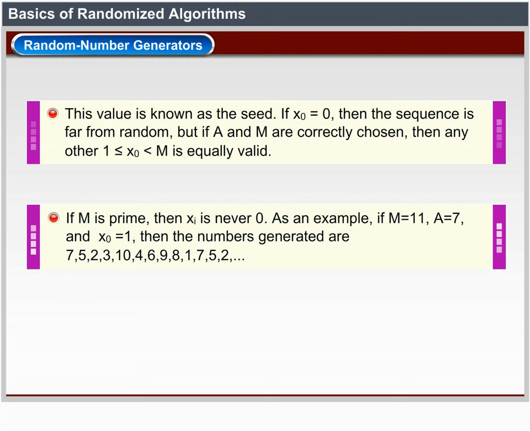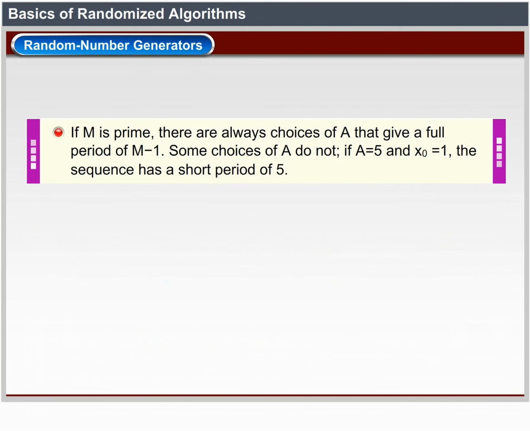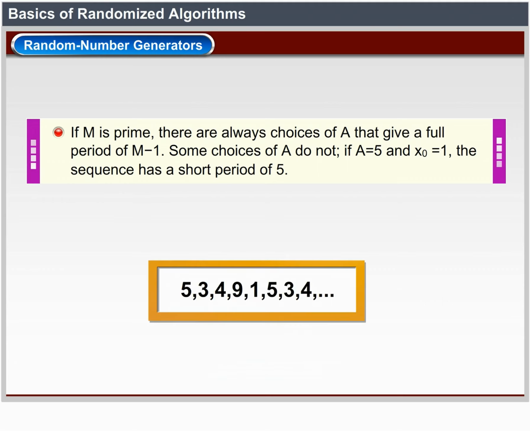As an example, if m equals 11, a equals 7, and x0 equals 1, then the numbers generated are as follows. Notice that after m minus 1 equals 10 numbers, the sequence repeats. Thus, this sequence has a period of m minus 1, which is as large as possible, by the pigeonhole principle. If m is prime, there are always choices of a that give a full period of m minus 1. Some choices of a do not. If a equals 5 and x0 equals 1, the sequence has a short period of 5 as follows.